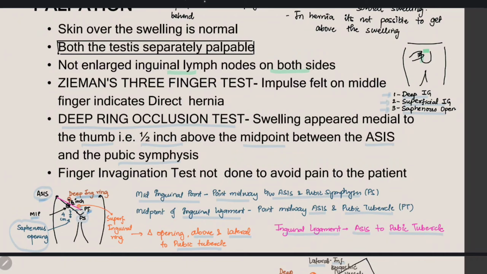On coughing, if the swelling appears medial to the thumb, it will indicate a direct hernia. If on coughing the swelling doesn't appear, it will indicate an indirect hernia. We will not perform the finger invagination test to prevent pain to the patient.